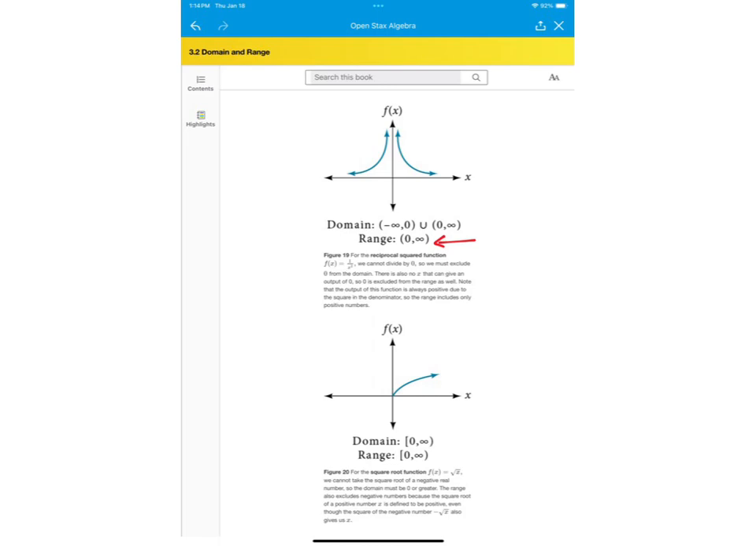Y'all, we're nearly done with this. I just want you to have these information pieces down on paper. This f of x equals 1 over x squared. Yeah, 1 over x squared. Still can't divide by 0. Still have a broken function right there.